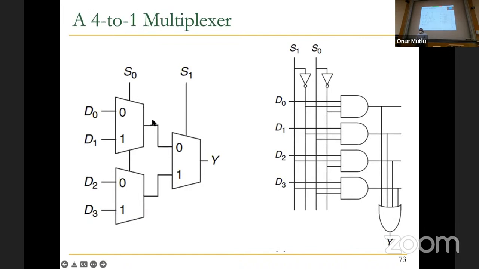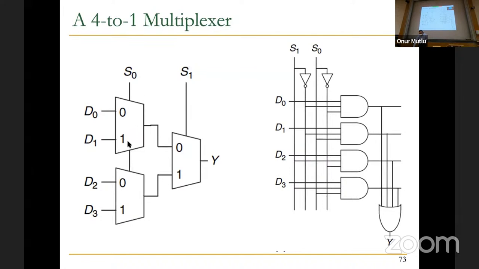So, 4-to-1 multiplexer. Remember, a multiplexer has n inputs, one output, and log2 n select lines. So here we have four inputs, D0 to D3, one output Y, and two select lines, S0 and S1. And each of these modules is a 2-to-1 multiplexer, right? So Y takes the value of D0 if S0 is zero and S1 is zero. You can convince yourself because this multiplexer will select D0, and the second multiplexer will select the input at the top if S1 is zero. Then you get D0 at the end if S0 and S1 are both zero. Makes sense, right? So you can convince yourself that this is a 4-to-1 multiplexer built using 2-to-1 multiplexers.